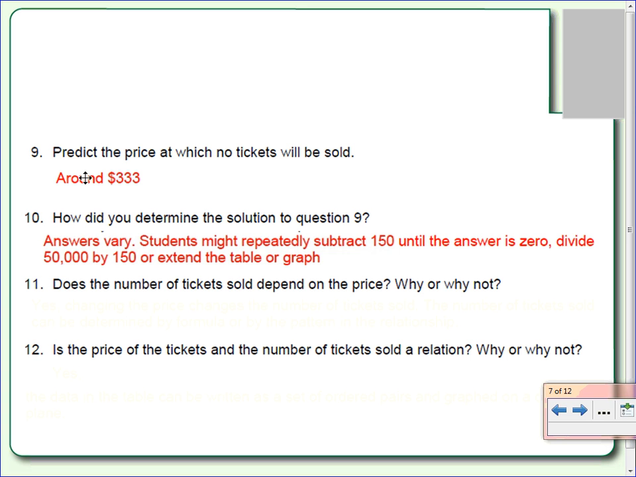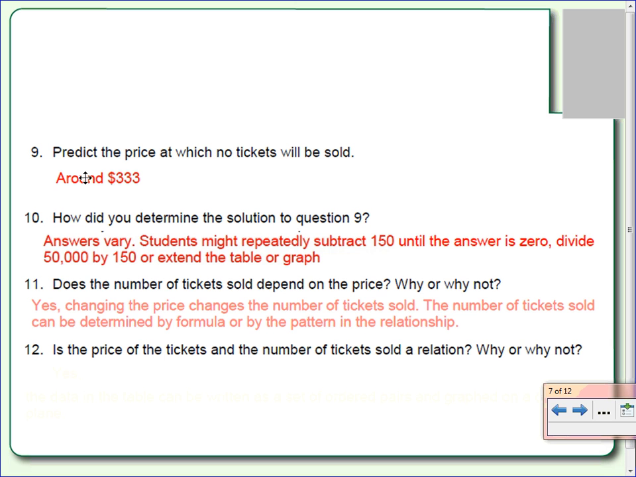Now, number 11, we kind of answered this one already. They want to know, does the number of tickets sold depend on the price? How many tickets we sell, is that going to depend on the price? Yes. Absolutely. Why is that? Well, because the more expensive those tickets are, the fewer tickets we're going to sell. Nobody wants to pay too much for a ticket to go see a concert. So number 11 is yes, changing the price changes the number of tickets sold.